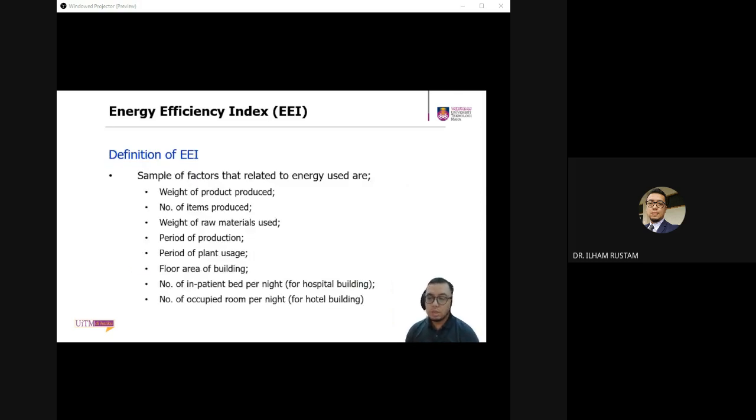So the output that we can measure to divide over the electrical energy that we measured at the beginning every month. If it is a production process, you can measure the weight, the number of items as a result of the energy being given, the weight of the raw materials being used, and also other parts like period of production, plant usage, floor area. So it can be anything.